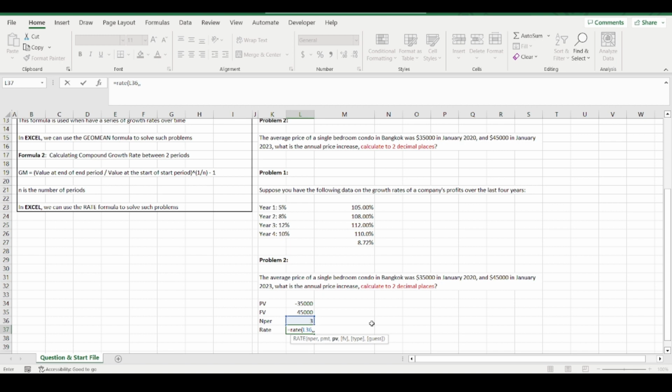Now it wants the present value, the starting value, so click on your 35,000, and then it wants the ending value. You don't have to put a type or guess. You can just push enter. That gives us 9%, and let's make that 2 decimal places. And there we have it.